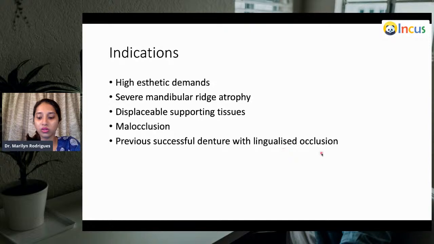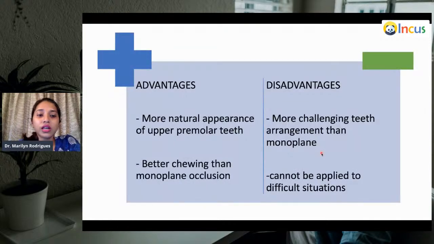So the advantages are that there is a more natural appearance of the teeth, especially the upper premolars, which would otherwise be flat and look very bad. There is better chewing efficiency as compared to monoplane occlusion. And the disadvantages are that it is a more challenging arrangement as compared to monoplane, though not as much as anatomic teeth. And it cannot be applied to difficult situations.